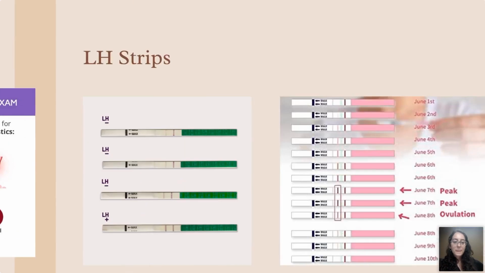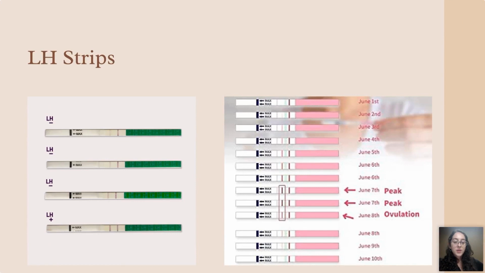And then LH strips. LH strips are another thing that you can use to help you determine if you're about to ovulate. If you all remember, LH is going to surge 1 to 2 days prior to ovulation. So you can pee on these little LH strips and try to better determine when you're about to ovulate to help you either have intercourse or avoid intercourse, or again, use a barrier method.